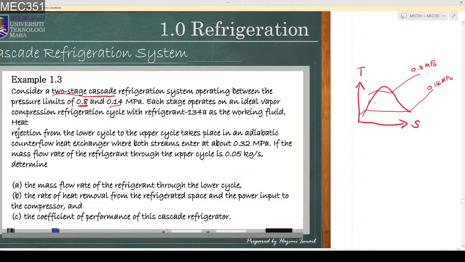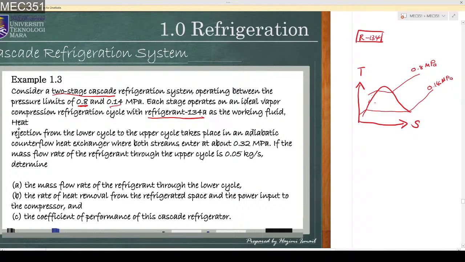And then each stage operates on an ideal vapor compression cycle. So the question just assumes that the vapor compression is ideal, so there is no isentropic efficiency in the compressor, and there is no pressure drop in the system. And refrigerant 134a as a working fluid. So just jot down R134a.